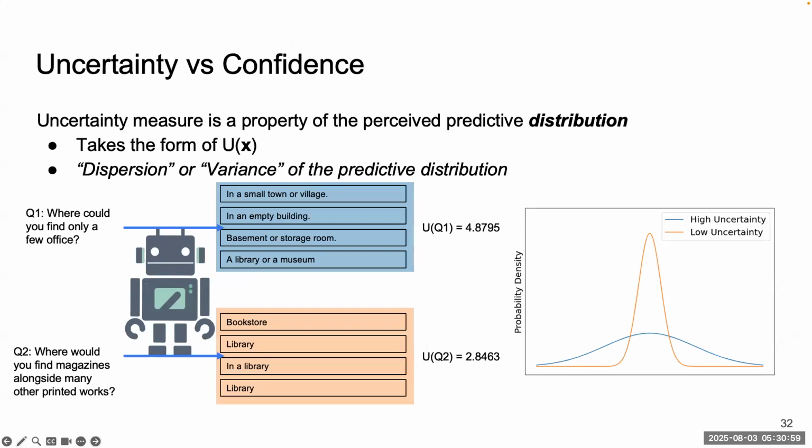Like I said, the uncertainty measure is a property of the predictive distribution given one input X. It's considered the dispersion or variance of the predictive distribution. Say here, given this question, where could you find only a few of it? Then the model outputs answers like in a small town or village, in an empty building or basement, or a library or museum. And you can see that the variability on these answers is pretty diverse, right?